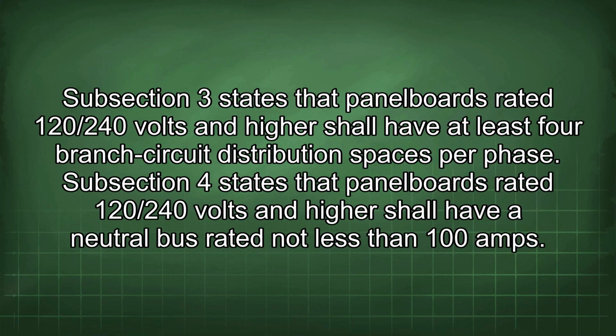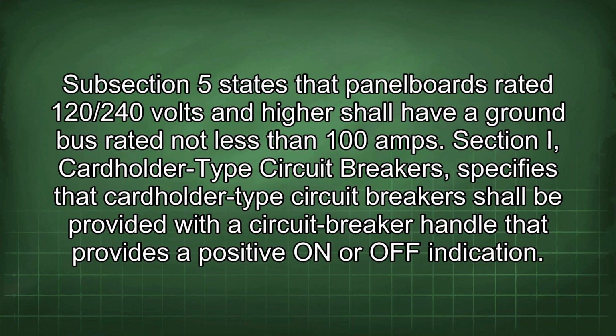Subsection 3 states that panelboards rated 120/240 volts and higher shall have at least 4 branch circuit distribution spaces per phase. Subsection 4 states that panelboards rated 120/240 volts and higher shall have a neutral bus rated not less than 100 amps. Subsection 5 states that panelboards rated 120/240 volts and higher shall have a ground bus rated not less than 100 amps.